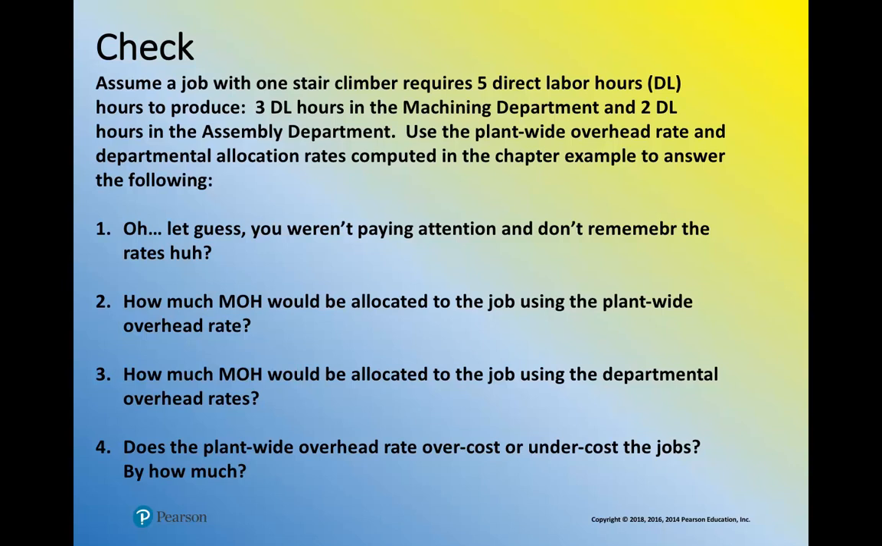And then for our assembly department, it was $12 per hour. So why don't you pause the video here and try to solve for number 2: how much overhead would be applied based off of just the one $16 plant-wide rate. And then number 3, how much manufacturing overhead would be allocated if we use departmental overhead rates.